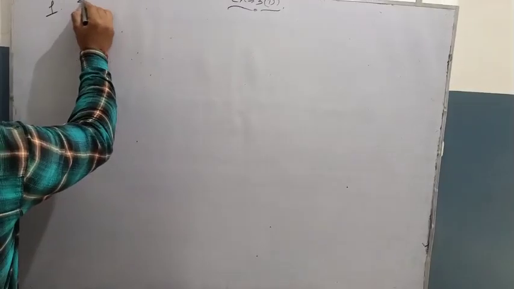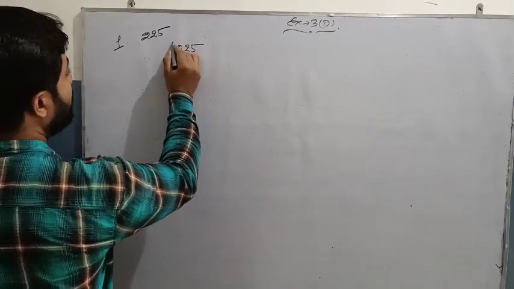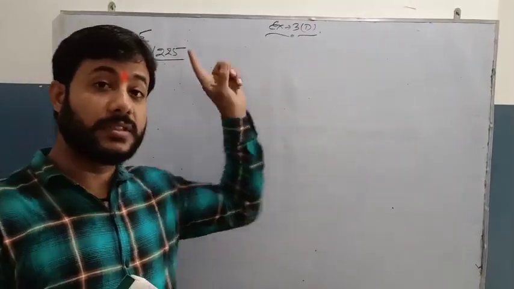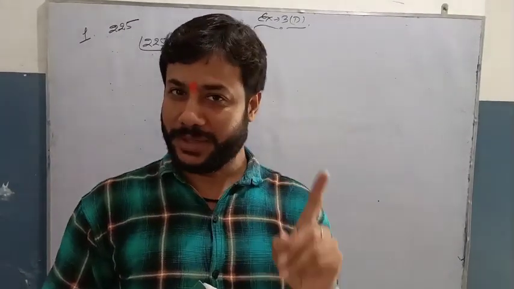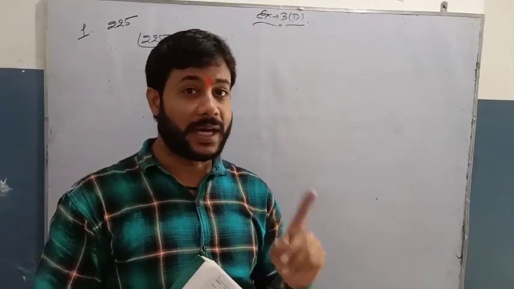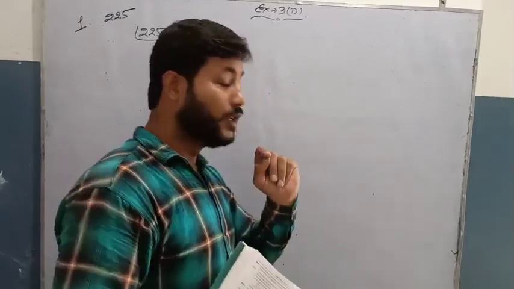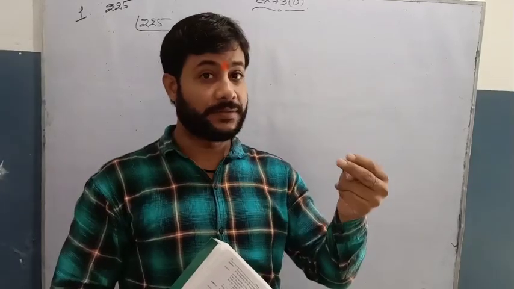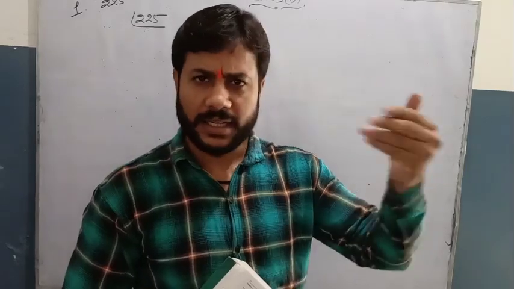We will take some questions here. Question number 1, 225. Okay, so we will go for prime factorization. Prime factorization means that we have to divide these numbers by prime numbers. And what are prime numbers? Prime numbers are those numbers which are divisible by 1 and itself. So starting from the smallest, they are 2, 3, 5, 7, 11, 13, 17, like so.